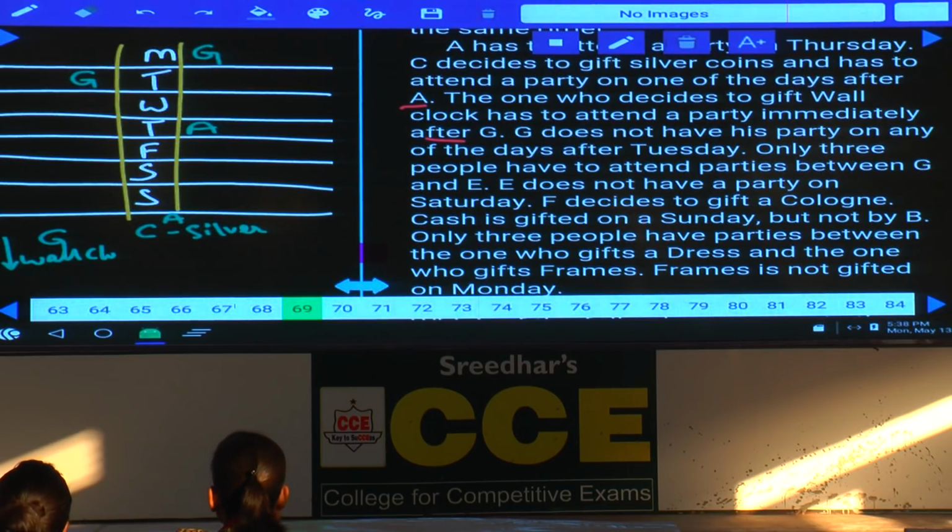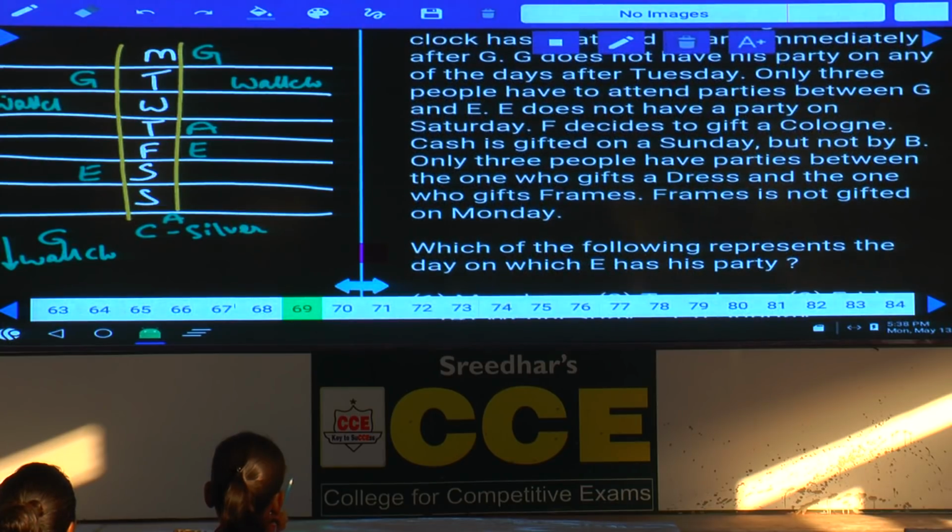Now in the first case, if G is on Monday, the one who wants to gift wall clock must be on Tuesday. And in the second case, the one who wants to gift wall clock must be on Wednesday. Done with this? Then only 3 people have to attend parties between G and E. Between G and E, how many persons are there? There are exactly 3 people. Now in this one also there are 3 people in between G and E.